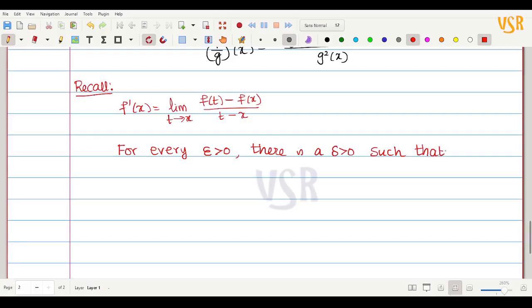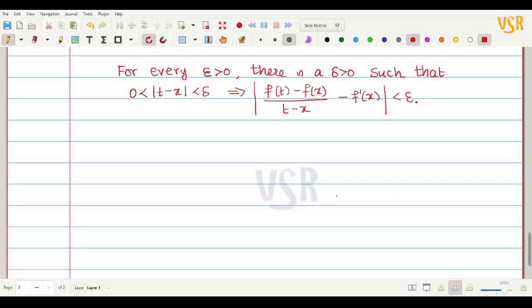I may write it in this way: 0 strictly less than the modulus of t minus x, which is less than delta, must imply that the modulus of f of t minus f of x divided by t minus x minus f dash at x is less than epsilon. This is what we are saying: for any epsilon given, we can find a delta which satisfies this condition.